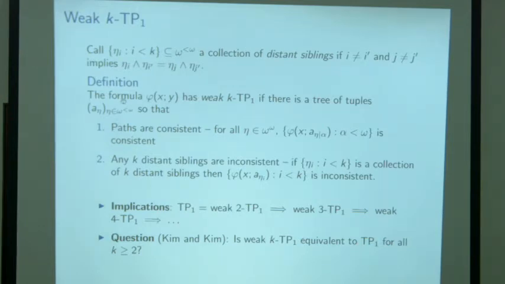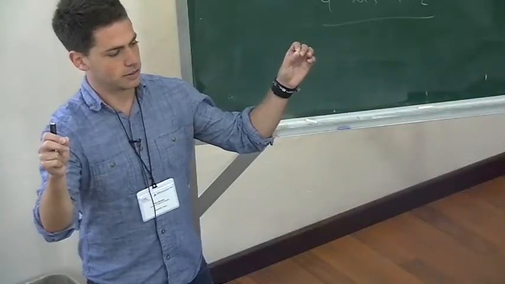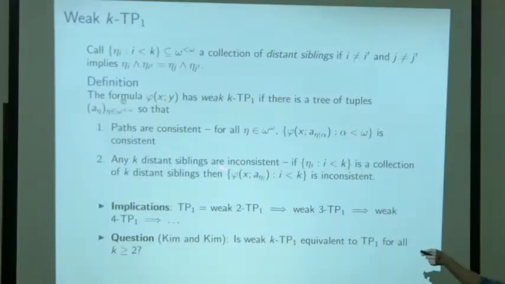I thought it was the same. No, so they prove that if you choose k pairwise incomparable elements, this has an additional assumption that they're distant siblings, that they all have the common meet. Okay. Yeah, so you can ask this question, is it equivalent for all k greater than or equal to 2?